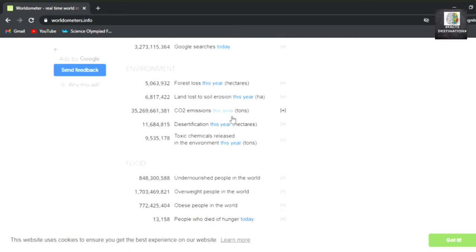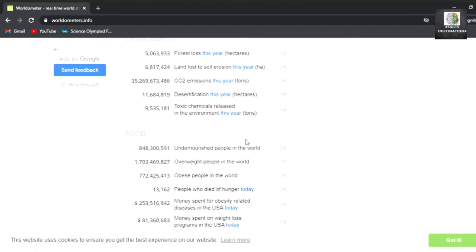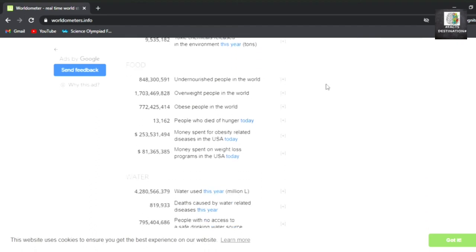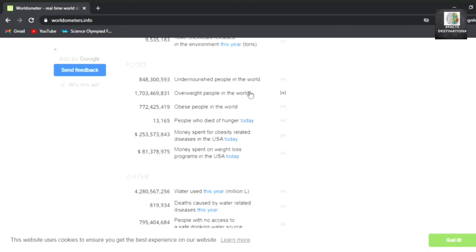So let's move further onto the website. This is the statistics about the environment, in which you can see the forest loss this year, the land loss due to soil erosion, the CO2 emissions, etc. And these are the statistics about food, about everything you will get on this website.